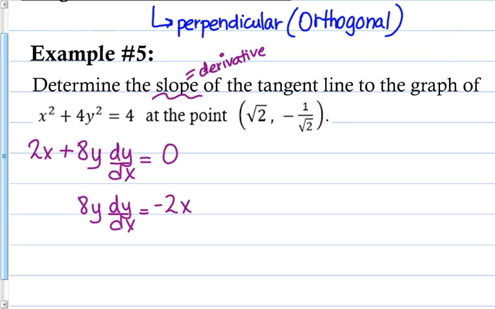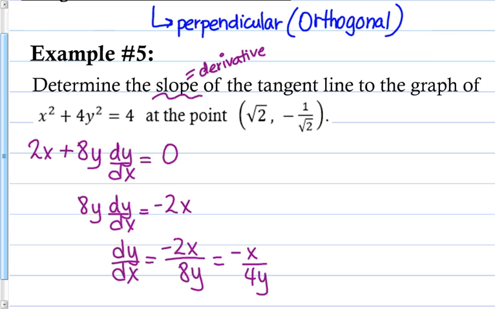So now I'm trying to isolate the dy/dx. So that means that 8y has to be divided away. So I'm going to divide it from both sides. And I'm going to end up with dy/dx on this side equals negative 2x divided by 8y. And of course that simplifies, right, to negative x over 4y. So this here is my slope. All I need to do is plug in my points to figure out what the actual numerical value of the slope is.